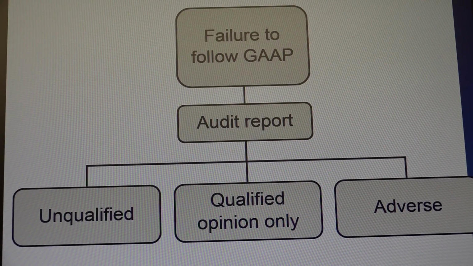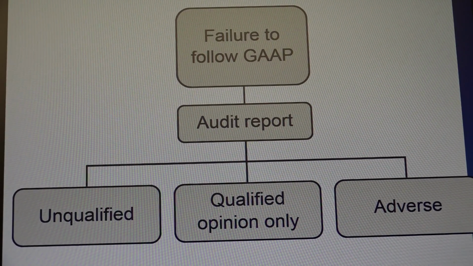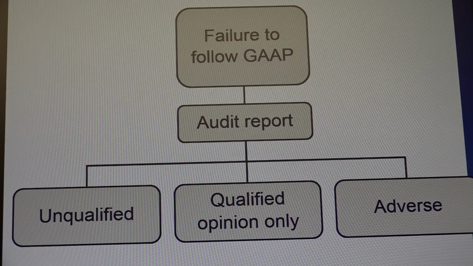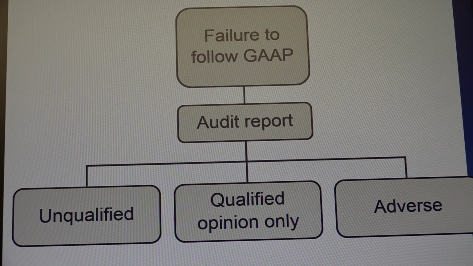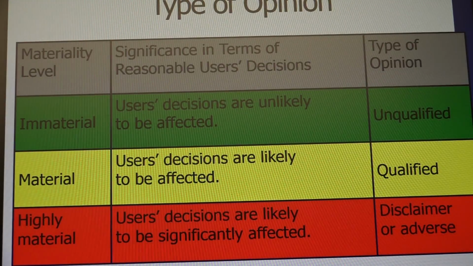So here, where you're dealing with materiality decisions, you've got these choices. They've got kind of a decision matrix. And so you look at the materiality level. If it's immaterial, your user's decisions are unlikely to be affected, so you can issue an unqualified opinion.